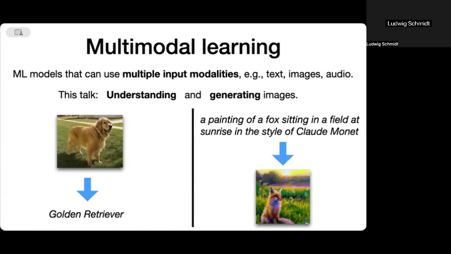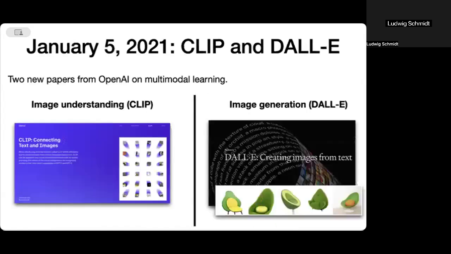And if we look at research progress in multimodal learning over the past few years, one key date is January 5, 2021. This is when OpenAI released two very important papers, the CLIP paper and the DALL-E paper. And these two papers really pushed the state of the art a lot in multimodal learning. Specifically, CLIP made image understanding a lot better, a lot more universal, and led to large gains on various robustness benchmarks.